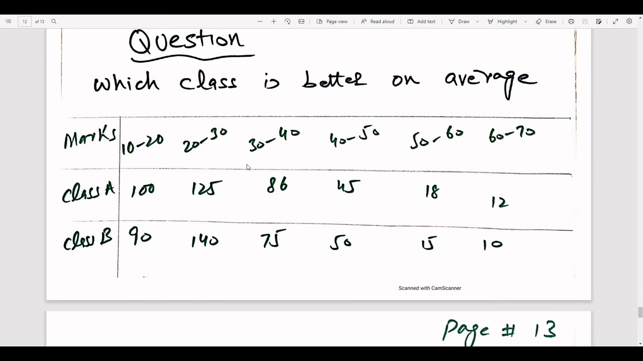Which class is better on average? Here are marks 10 to 20: class A frequency is 100 and class B frequency is 90. For 20 to 30, class A frequency is 125, class B frequency is 140. Similarly, for 60 to 70, the frequency is 12 for class A and class B frequency is 10. On average, we want to calculate which class is better.